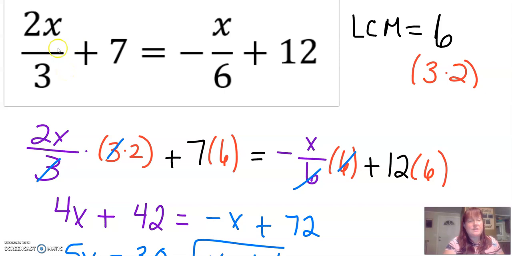So let's check this. This is 2 times 6, which is 12 over 3 is 4 plus 7 is 11. And then negative 1 plus 12 is also 11. So yep, it checks out.